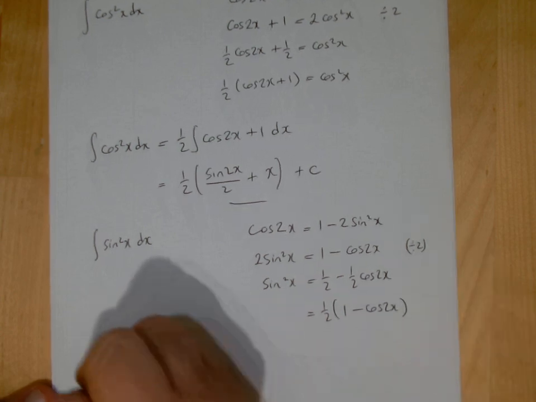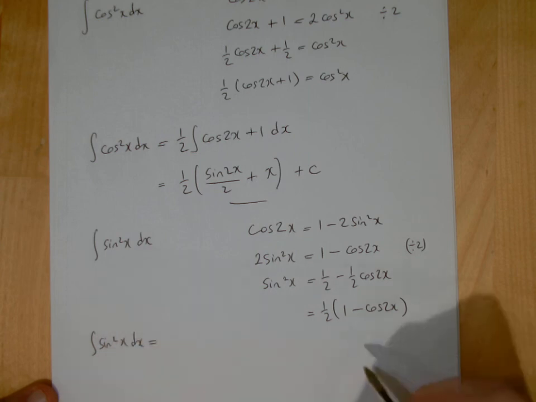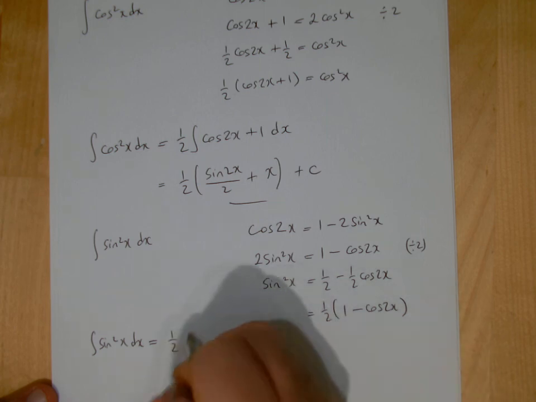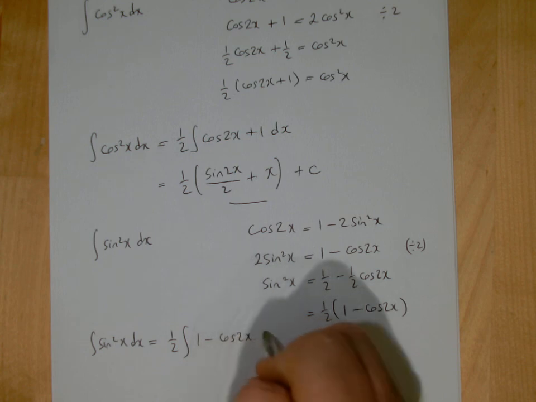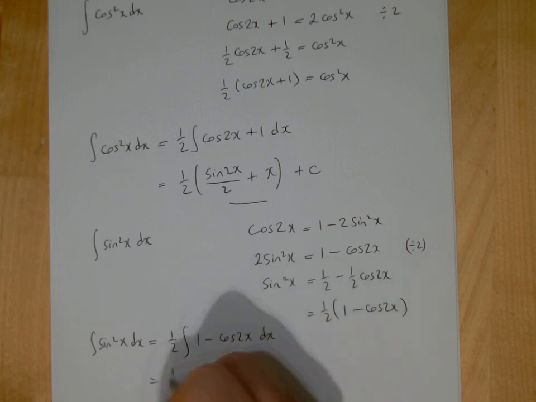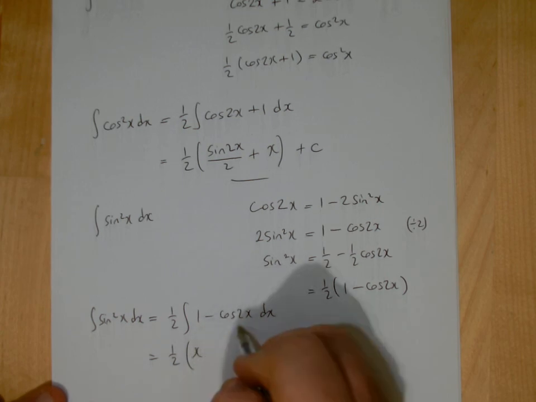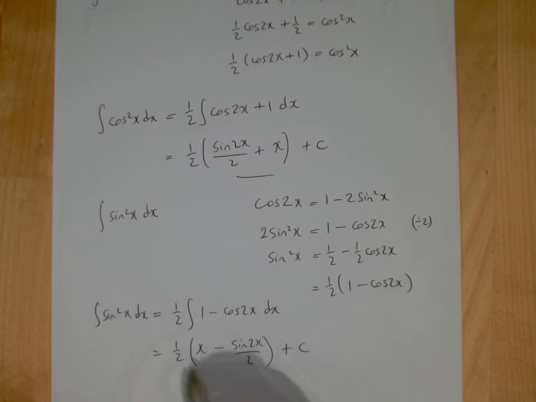So the integral of sine squared x dx is really easy. You just put the half outside, and you just got to integrate 1 minus cos 2x dx. Well, 1 just becomes x. Cos, when you integrate it, becomes sine. So minus cos becomes minus sine of 2x upon 2, plus your constant. So there is the result for the integral of sine squared x.